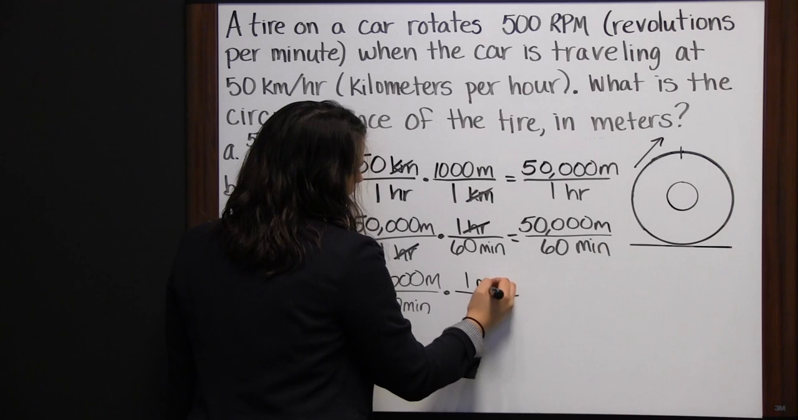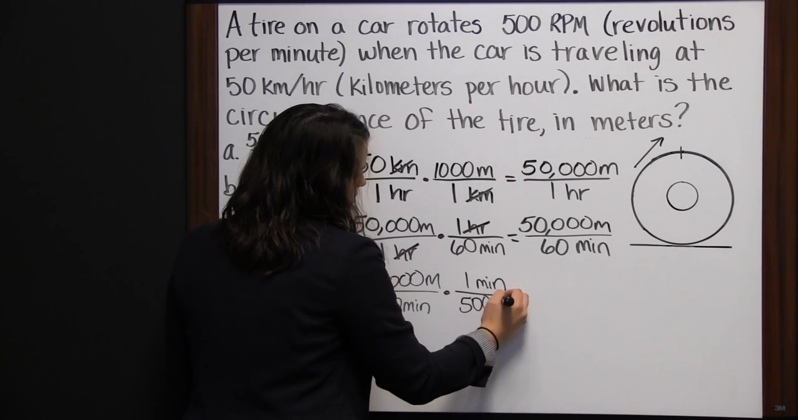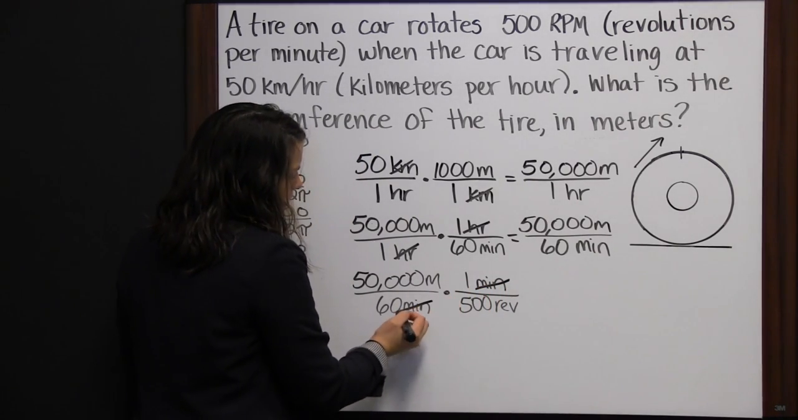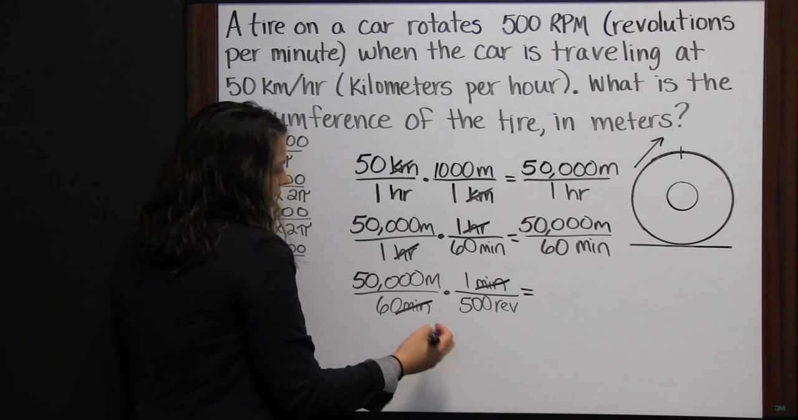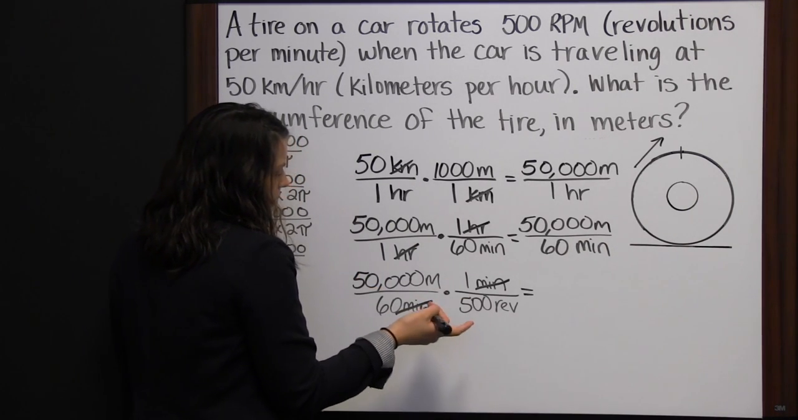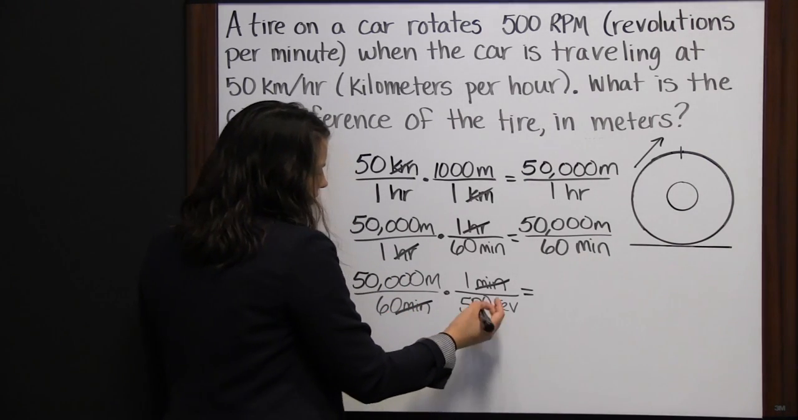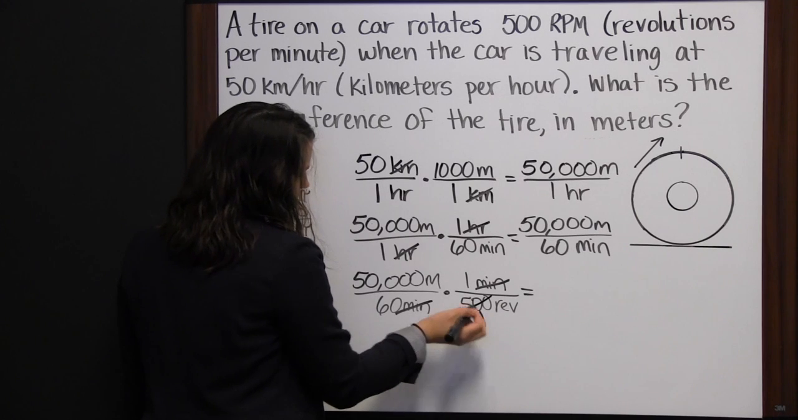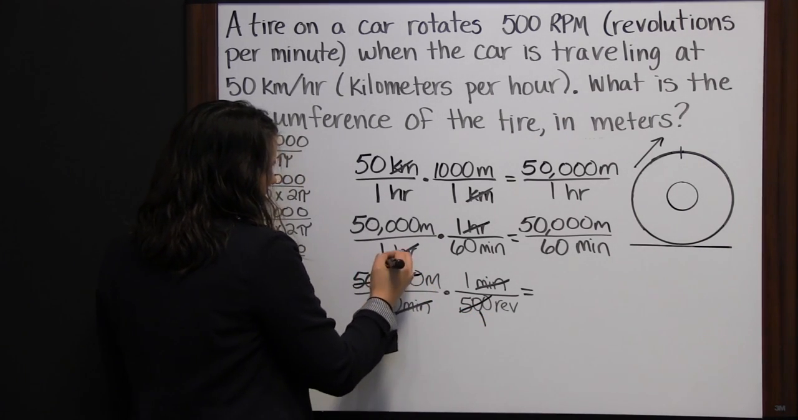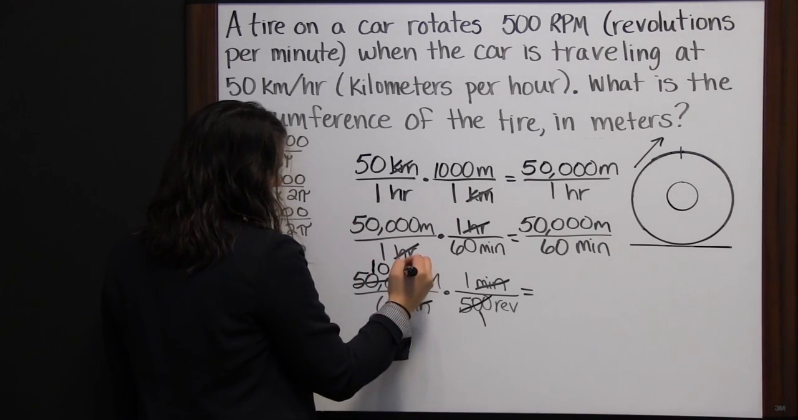So every 1 minute, the car goes 500 revolutions. So that again, my units, minutes, cross cancel. And I can cross cancel my 50,000 and my 500 by dividing them both by 500. And 500 divided by 500 is 1. And 50,000 divided by 500 is 100.